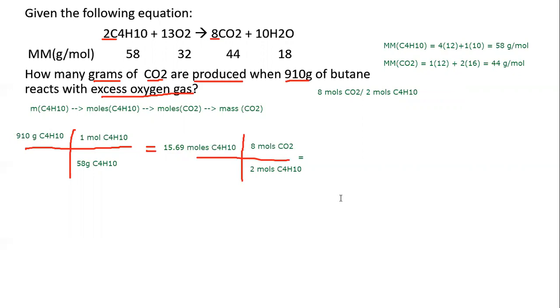Since we multiply what's on top, divide by what's on the bottom, we get 62.76 moles CO2. So that's the answer for step 2. Now we move to step 3, and we've got to convert moles to mass. So we know that 1 mole of CO2 is 44 grams. So we're going to multiply by the molar mass to get the mass of CO2.